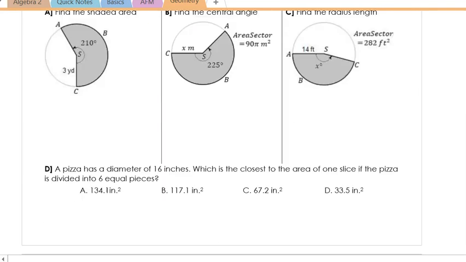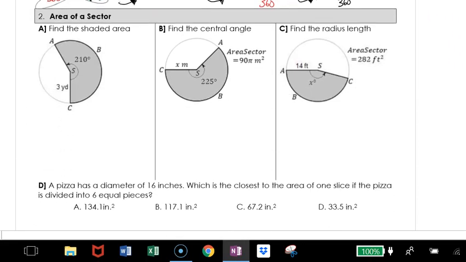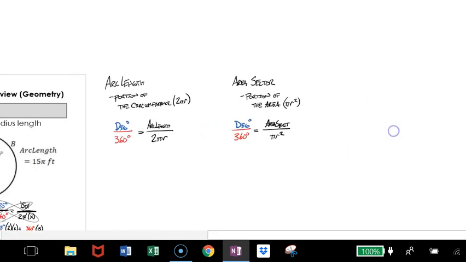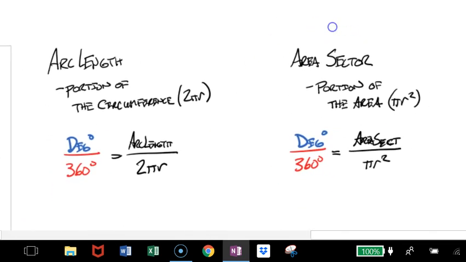Unit 11 exam review. We're going to be covering section number 2, area of a sector. Quick revisit, we talked about in the last video the idea of arc length and area of a sector. Arc length is a portion of the circumference, which is the formula 2 pi r, and area of a sector is a portion of the area, which we know from a circle is pi r squared.